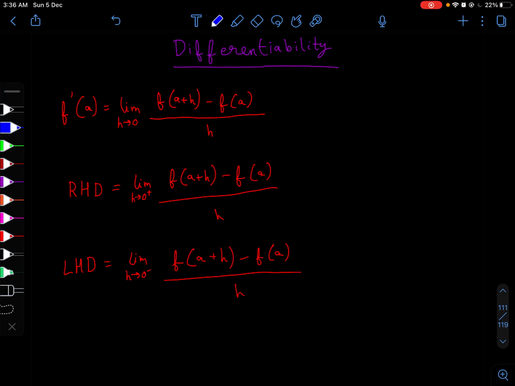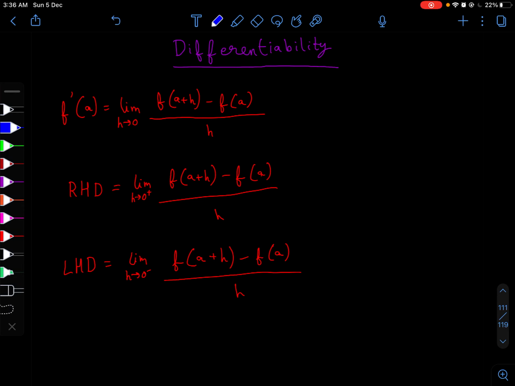Hello, in this video we're going to be talking about differentiability. So we're going to be talking about, for a given function and a given point on that curve of the function, is it differentiable at that point? Meaning, can we draw a tangent which is not vertical to that curve? And we'll also be talking about how to find the slope of that tangent.